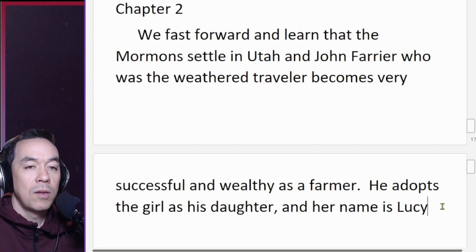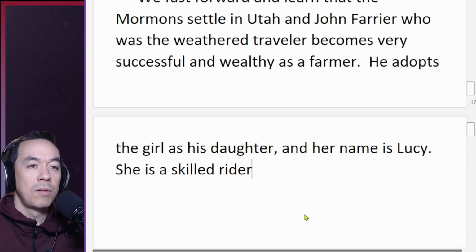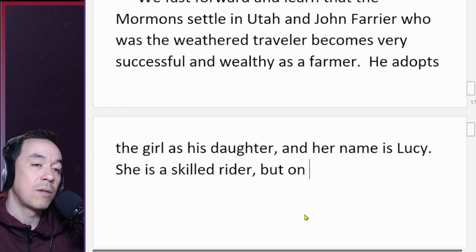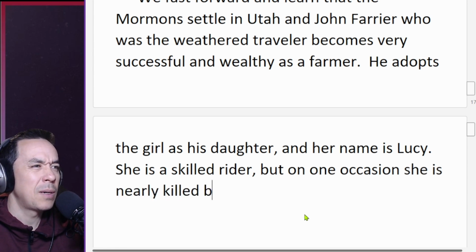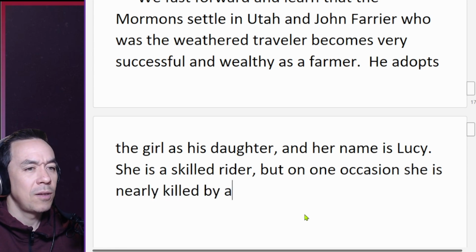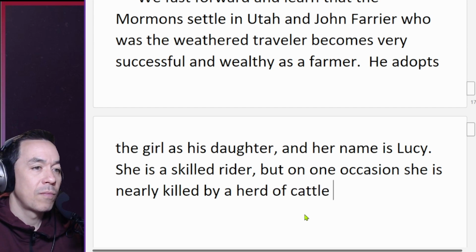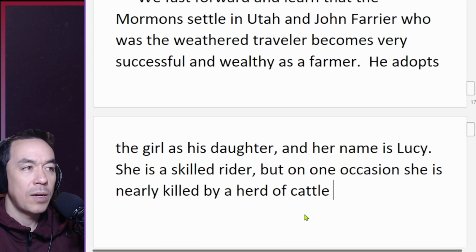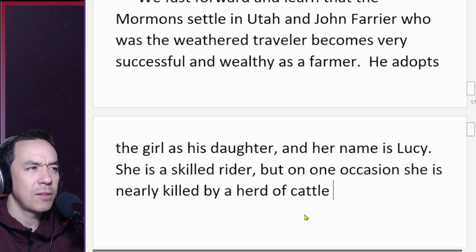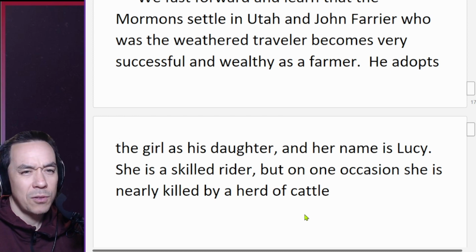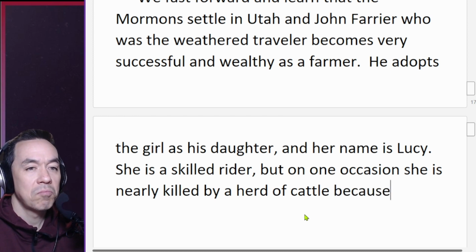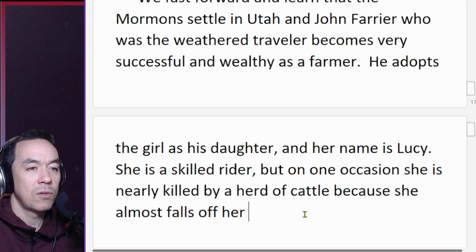All right. She's a skilled rider, but on one occasion she is nearly killed by a herd of cattle. Something happens. I don't remember, not really important. She has some kind of accident, because she almost falls off her horse. We'll put that in.